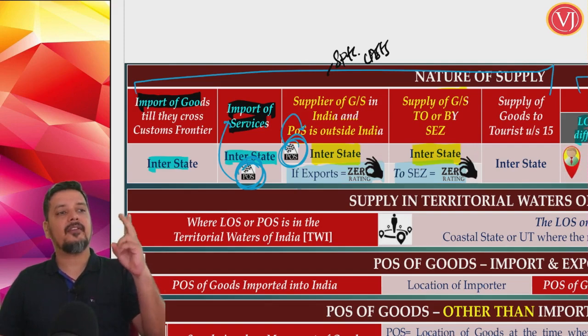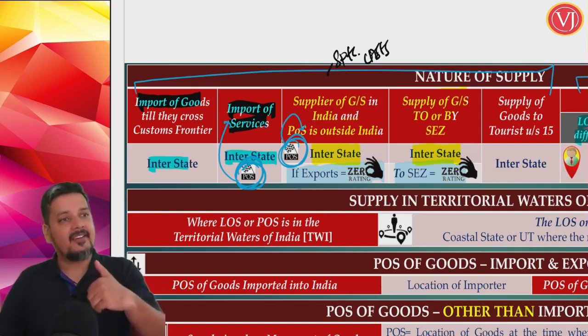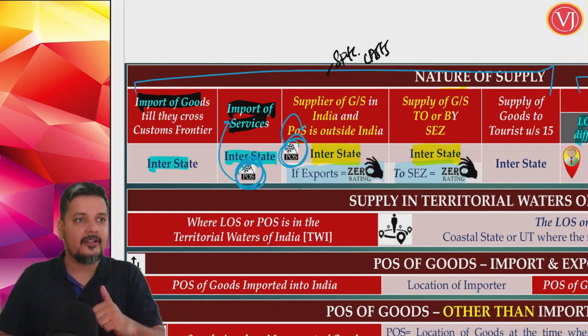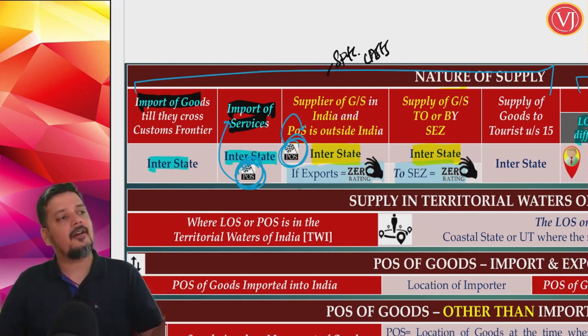Export of goods and services, supply to SEZ. See, understand the difference. Supply by SEZ is also IGST. Supply to SEZ is also IGST. But what is zero rating? Only supply to SEZ, where you will not pay output tax, but still you will get the input tax credit and you will claim the refund.